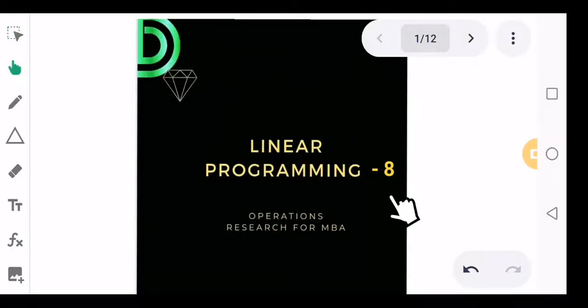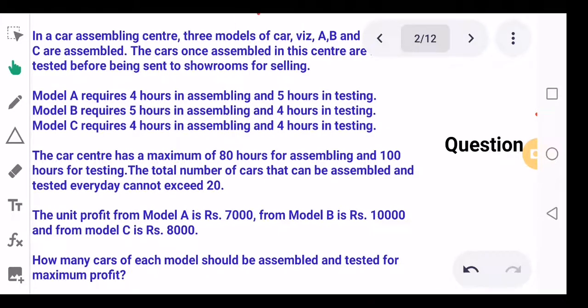Today we are going to do part 8 of linear programming, and today we'll be solving the equation based on the simplex method. So the question for today is, in a car assembling center, three models of car, that is A, B and C, are assembled.